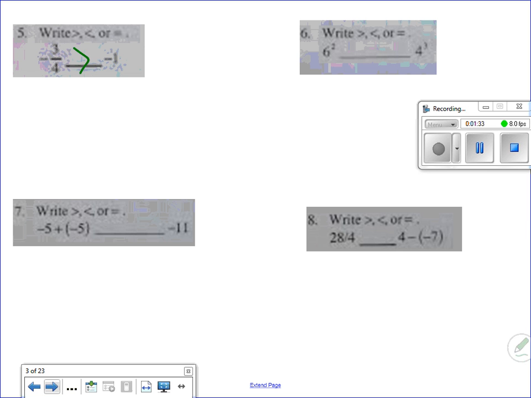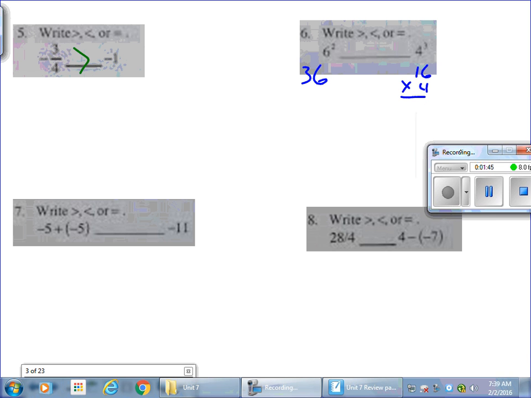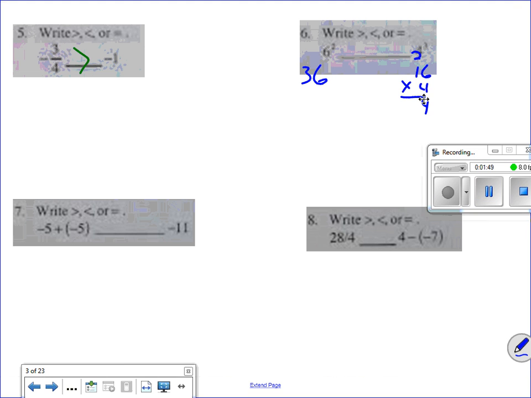Switch my color here. 6 to the second power gives me 6 times 6 is 36. 4 to the third power, we have 4 times 4, which is 16 times 4, which is obviously bigger than 36, but we'll keep on solving. We have 4 times 6 is 24. 4 times 1 is 4, plus 2 is 64, which makes that larger. Negative 5 plus negative 5 gives me negative 10. It is larger than negative 11.